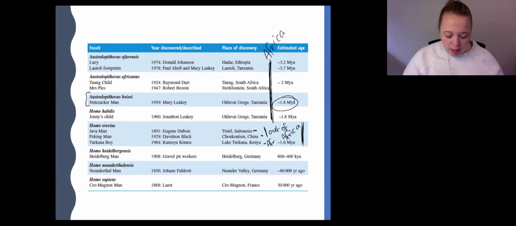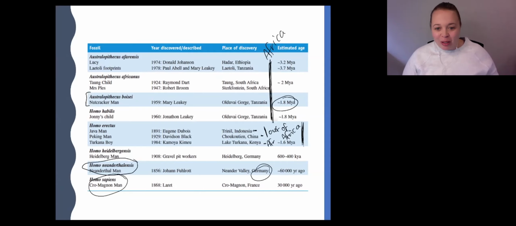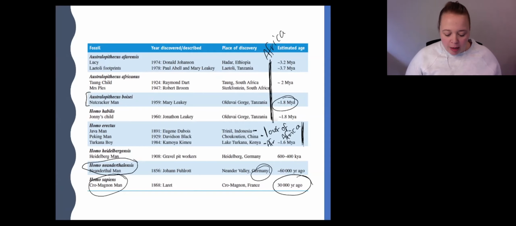Then in addition to that, you can see Heidelbergensis. So Heidelberg man was found in Heidelberg in Germany, funnily enough. Neanderthals have also been found in Germany, but not in Africa. And Cro-Magnon man, which is what we think is one of the first Homo sapiens fossils that we found, was found in Cro-Magnon in France. We think he's about 30,000 years old, and he was found outside of Africa as well. So that is my little bit on the history of hominins.